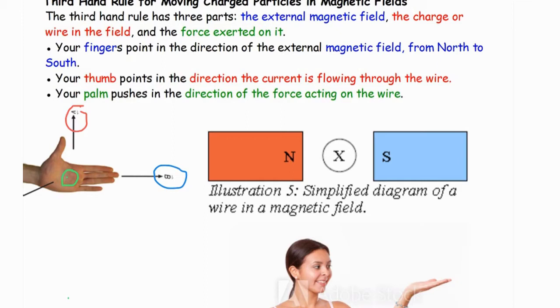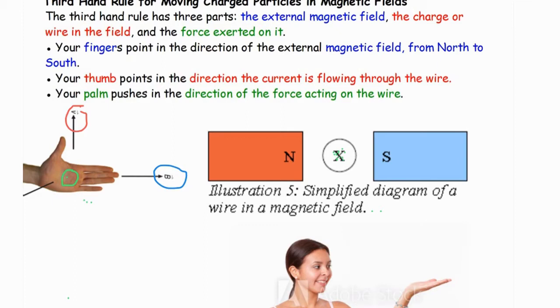So where is our palm pushing? That's the direction that the force would be. So in this diagram, we have some moving charges here. These moving charges are going into the page. So I would put my hand like this. My thumb would go into the page.